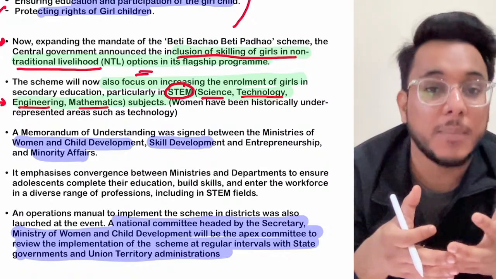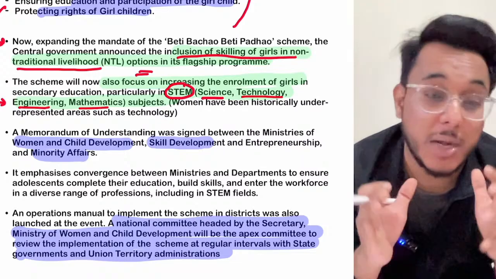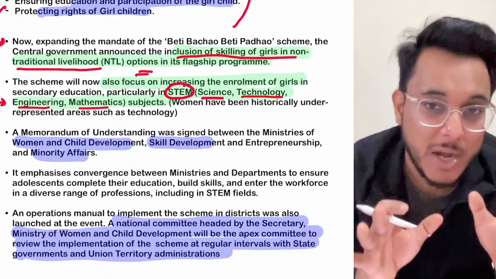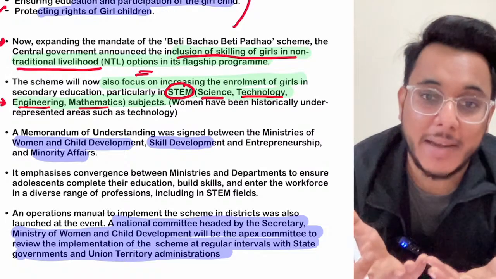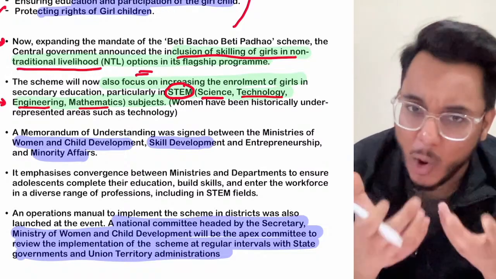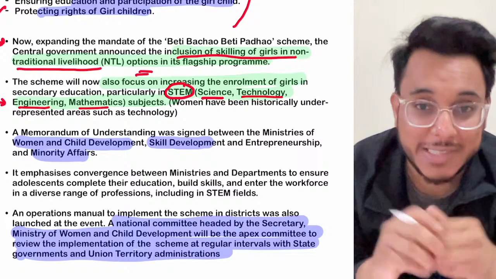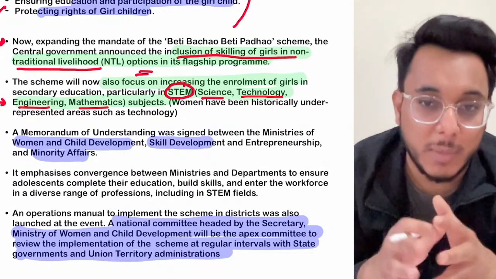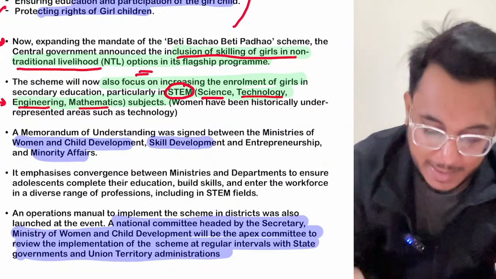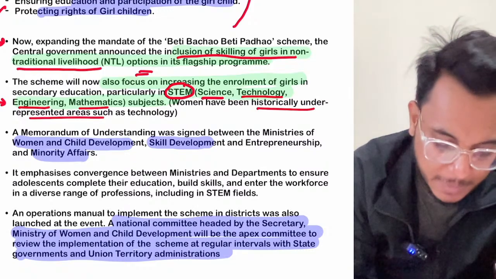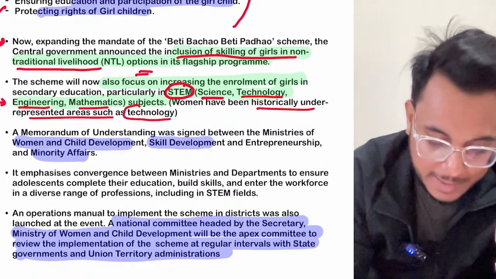Even when the girls are pursuing higher education, many of them, I'm not saying all, but many of them are choosing the humanities, or they are choosing the home sciences also, such kind of a thing. So core science, technology, engineering, mathematics, they are not pursuing. So their number will be increased in that, as women has been historically underrepresented, particularly in the technology.